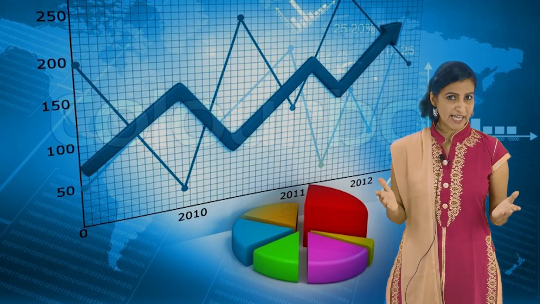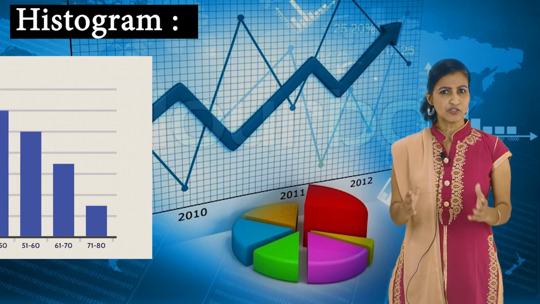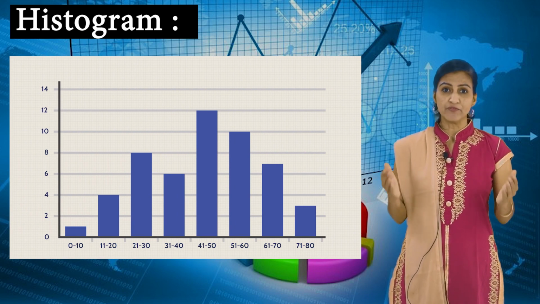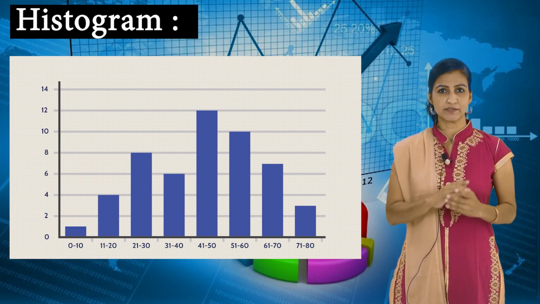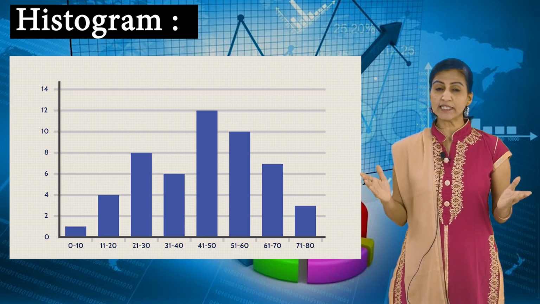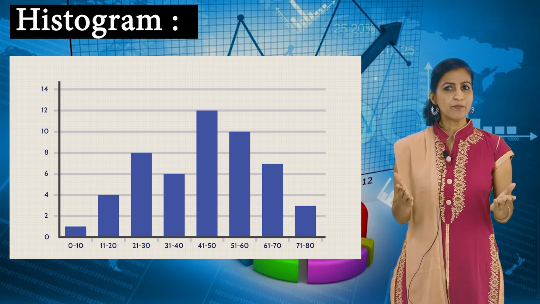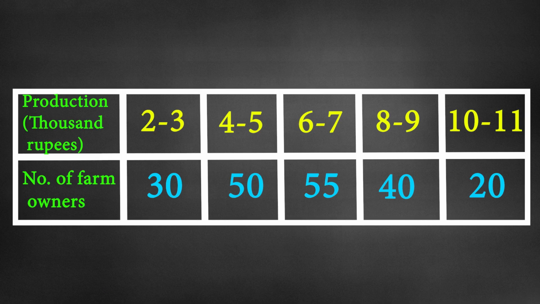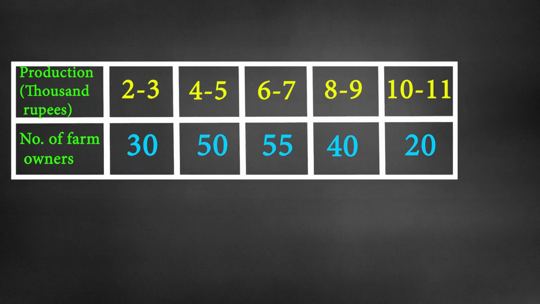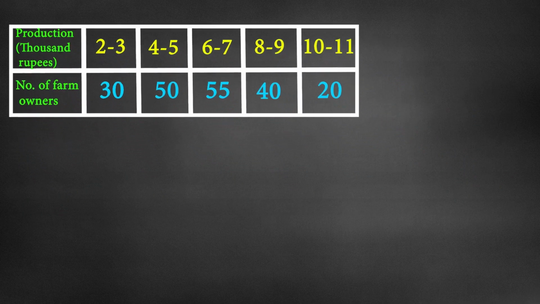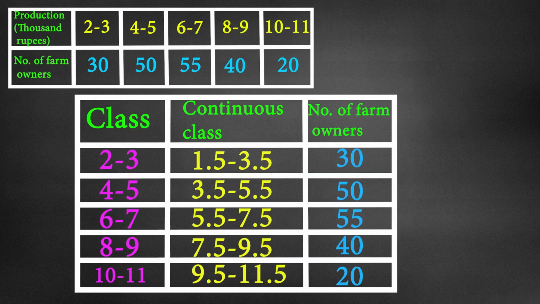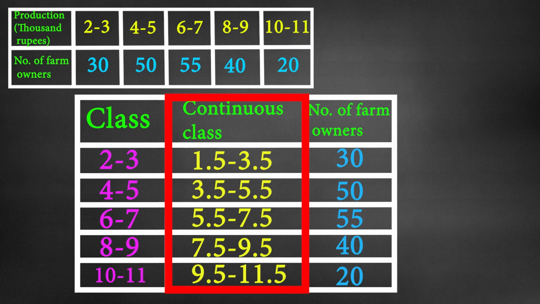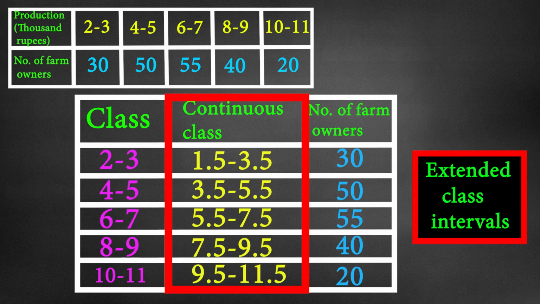Students, now let us have a concept of histogram. Students, before we draw a histogram, we need to understand some important points. Then we can draw a histogram easily and accurately. These important points are as follows. Point number 1. Students, first let us observe the table. Let us find out if the given classes of observation are continuous or not. If the given classes are not continuous, make them continuous. Such classes are called extended class intervals.